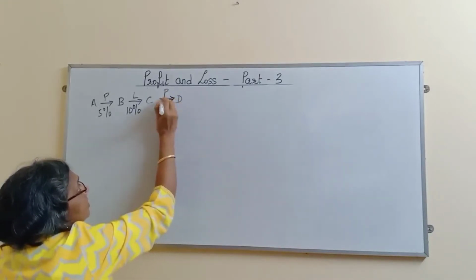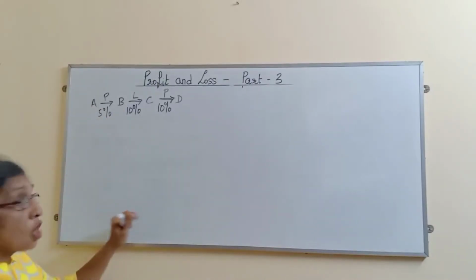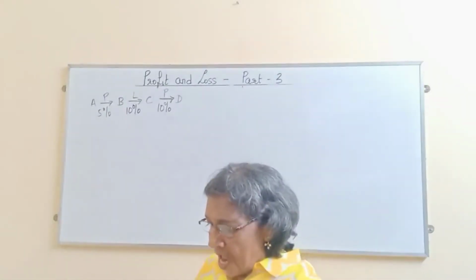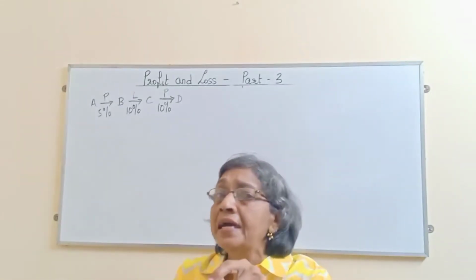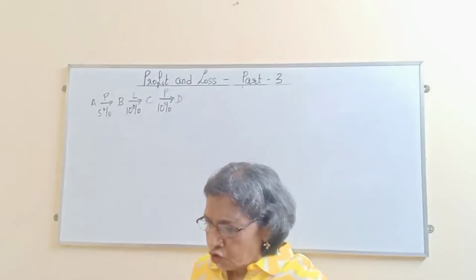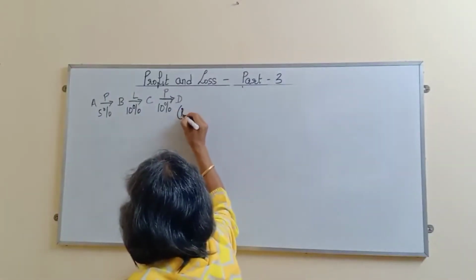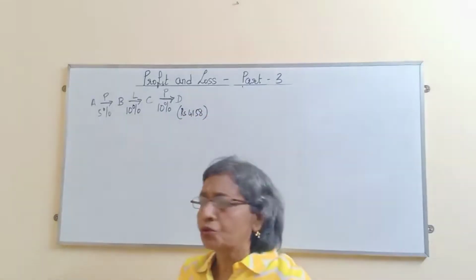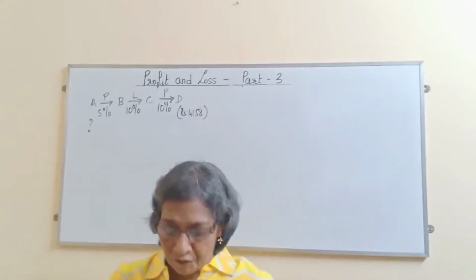Okay. Let's take the sum again. A sells it to B at a 5% profit, B sells it to C at a 10% loss. C sells it to D at another 10% profit. And now the thing is, we will be given at what price D purchases it for. So let's say that D purchases this for rupees 4158, or some figure that will be given to you. You have to find how much A has paid for it.